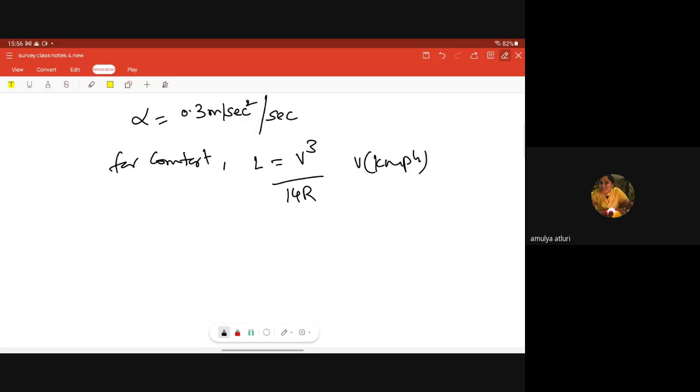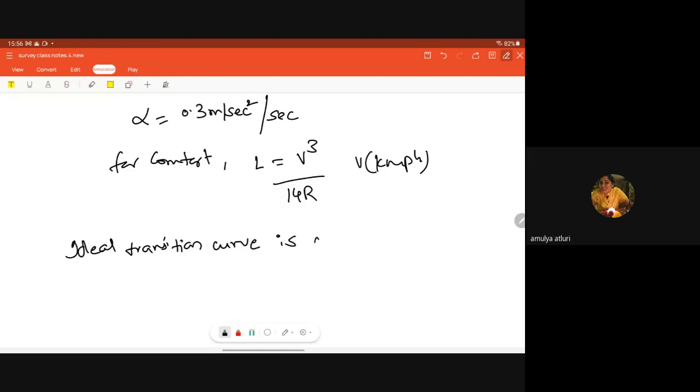The ideal transition curve is called clothoid or cubic spiral. Okay, this is one of the most ideal transition curves. This is one important previously asked GATE problem, repeatedly asked.